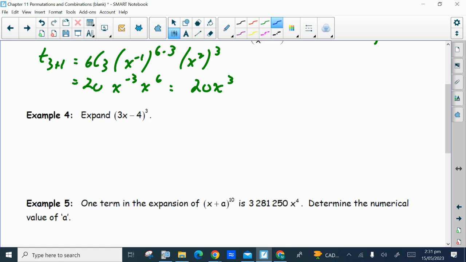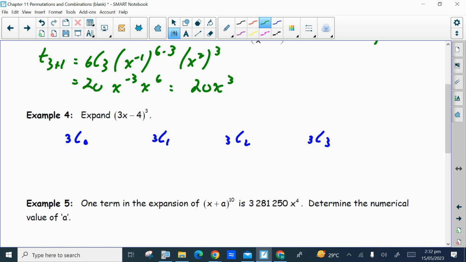So number 4, we want to expand that. There should be 4 terms. Instead of using Pascal's triangle, let's use combinations. The first coefficient would be 3c0. We start with 3 because that's n. And then as we go along here, all that's going to change is our r values will increase by 1. So the next term will be 3c1, 3c2, and then 3c3.